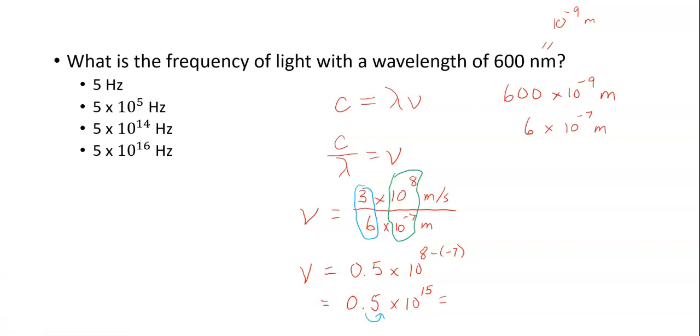And then, well, which place? So that means this has to change by 1. Does this become 14 or 16? Well, again, the way I think about it is I multiply this by 10 to go from 0.5 to 5. So I need to divide 10 to the 15th by 10. That goes down by 1, so 10 to the 14th. And that's going to be hertz. So that is my answer to that question. Okay.